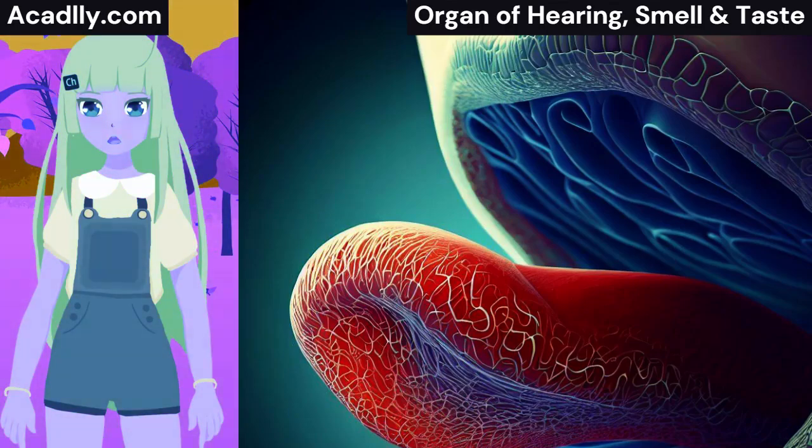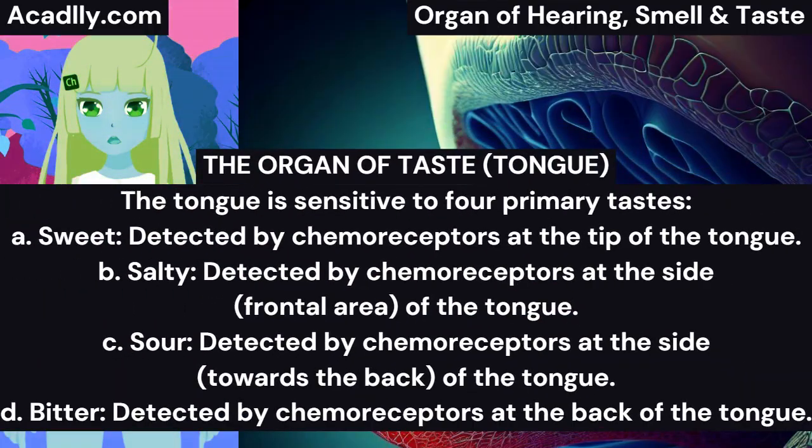The organ of taste, tongue. Taste buds, which are sensory cells, are responsible for detecting taste. These taste buds are located on small protrusions on the tongue's exposed surface. 4 sensory nerves connect the taste buds to the brain, enabling the interpretation of taste sensations. The tongue is sensitive to 4 primary tastes.